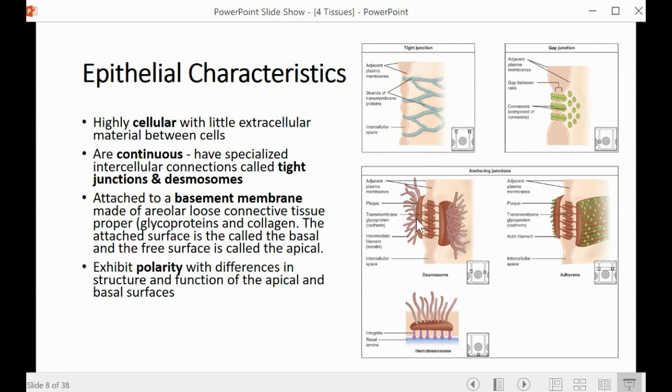They are always attached to a basement membrane. The basement membrane is made up of airy, loose connective tissue. Okay, and they exhibit polarity, and that means that there's a top and a bottom. The top is called the apical surface, and the bottom is called the basal surface.